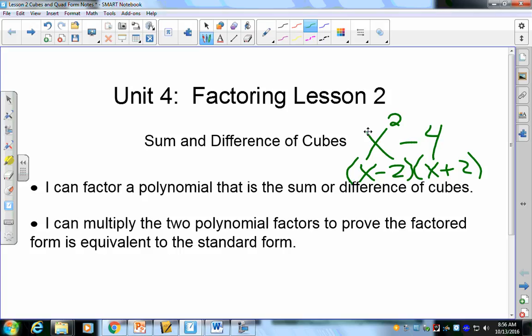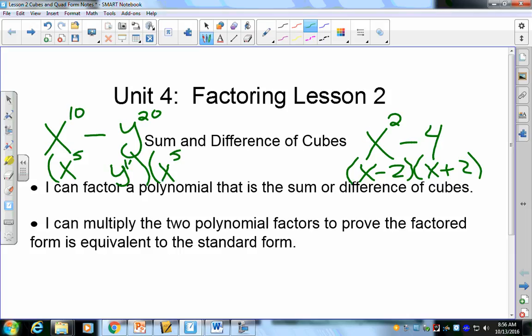To find the square root of a variable, we can just divide our exponent by 2. So really, any variable that has an even exponent is a perfect square. Like if I wanted to factor x to the 10th minus y to the 20th, this isn't as challenging as it may first look. The square root of x to the 10th is x to the 5th, I can just cut it in half. And then the square root of y to the 20th is y to the 10th.